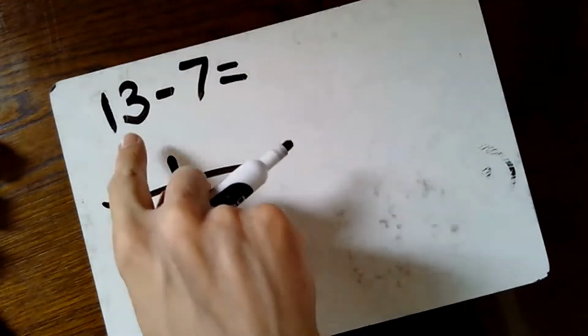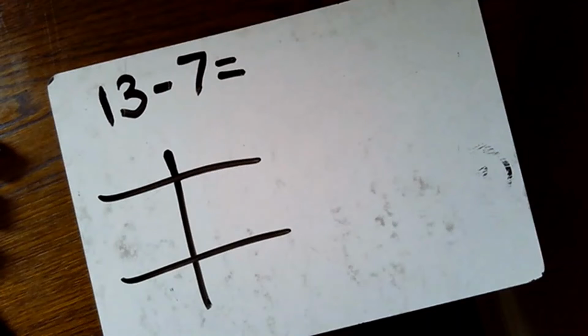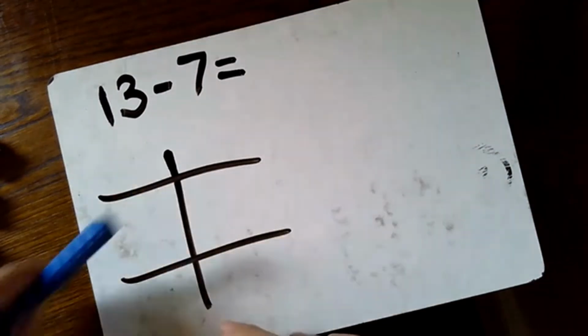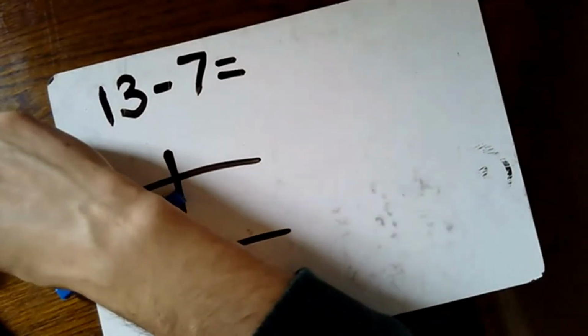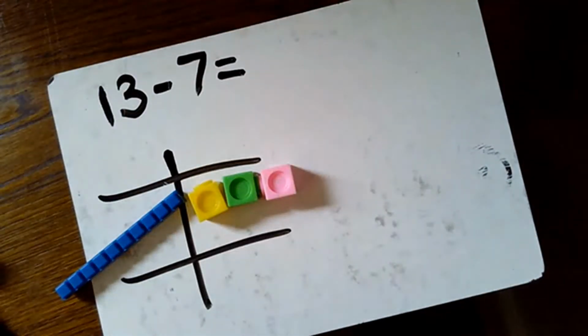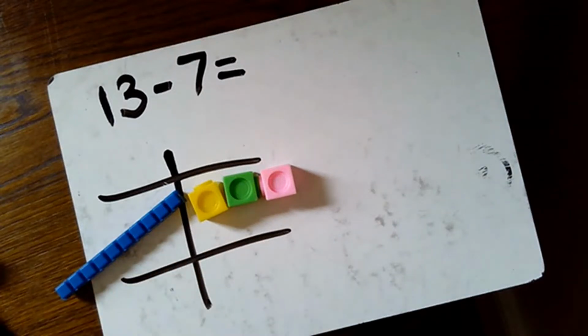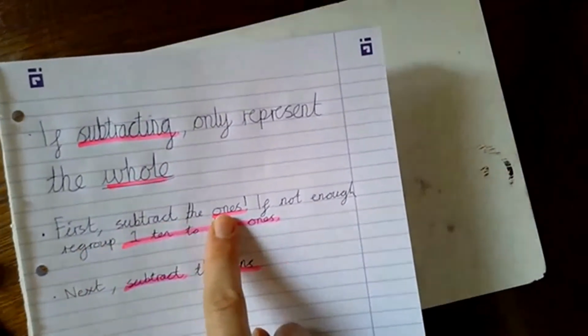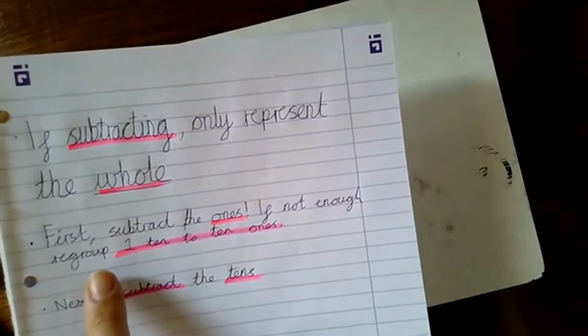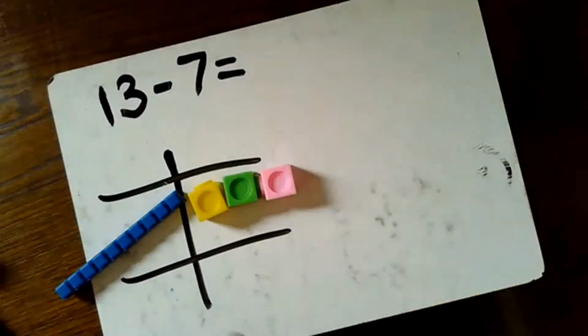Do I represent the whole in a part, or do I just represent the whole? Well done, just the whole. 13 is 1 ten and 3 ones. Okay, so I represented just the whole. Step 2, when subtracting, is first subtract the ones. If there's not enough ones, I need to regroup 1 ten to be 10 ones.